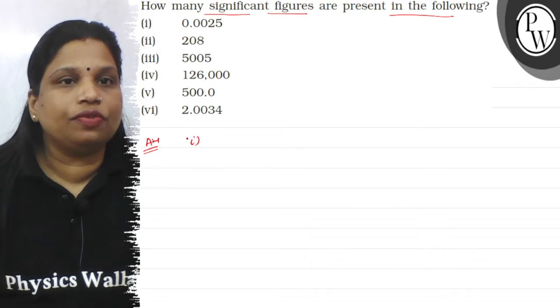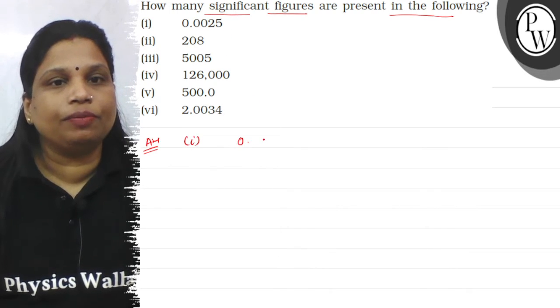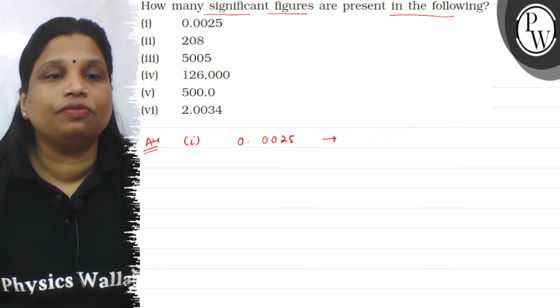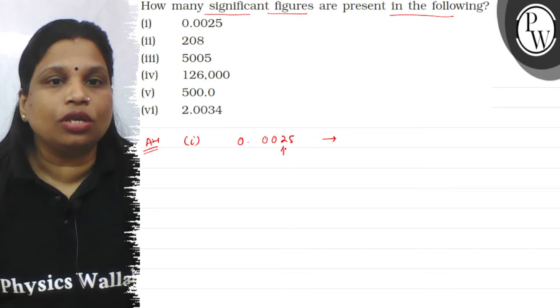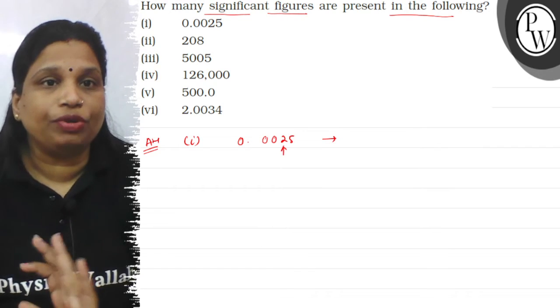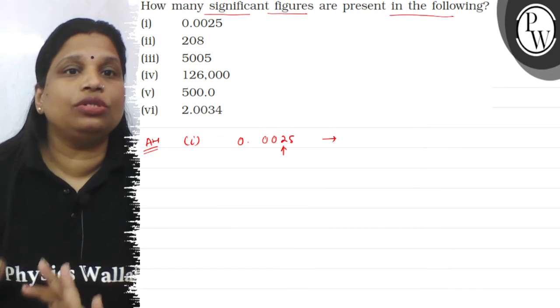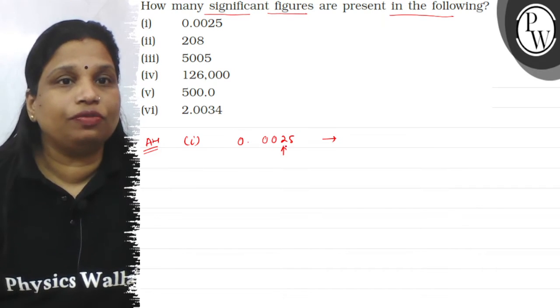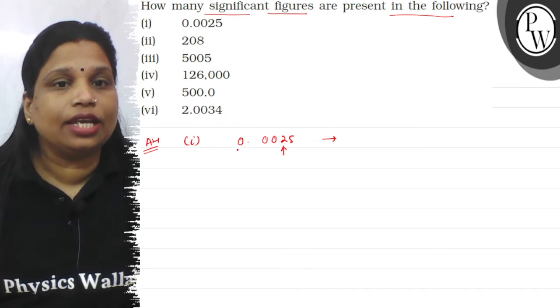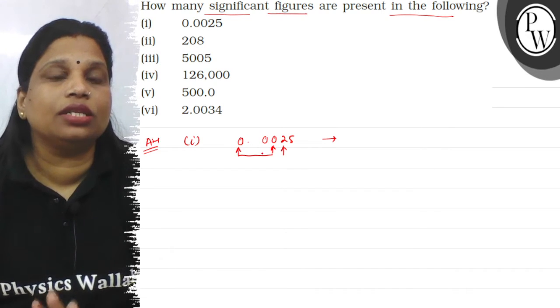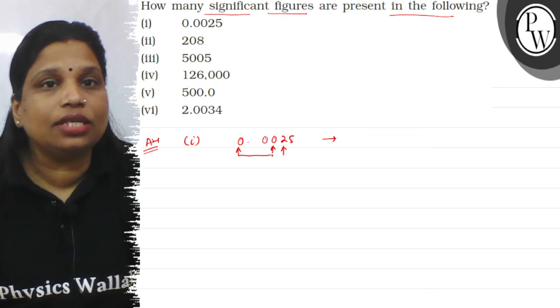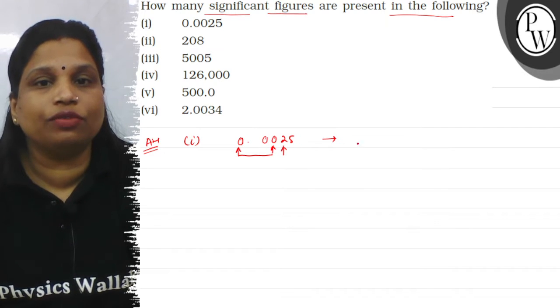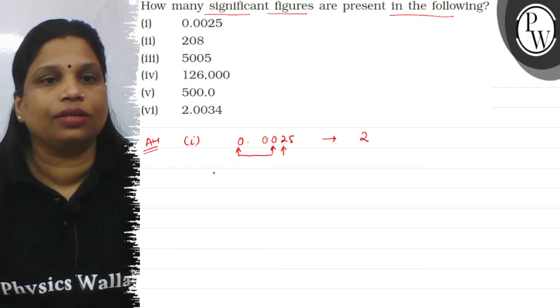So in the first case it is 0.0025. In this case, the first non-zero digit is 2. So if there are zeros before the first non-zero digit, then they have no significant value, so they are not included in the significant figures. The only significant figures here are 2 and 5. So there are two significant figures.